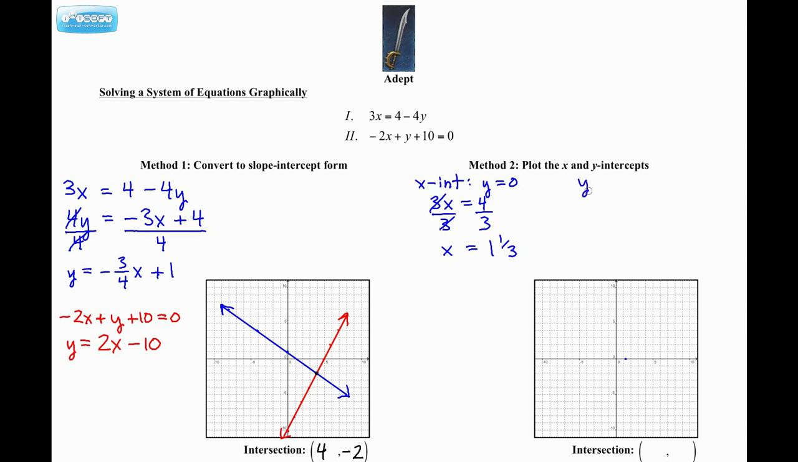So let's find the y-intercept. So that means x is equal to 0. So that means 3x, well, that's just going to become 0. So I'm just going to solve 0 equals 4 minus 4y. And I'm going to add 4y to both sides. And then divide both sides by 4. And I get exactly what I expected, y equals 1. And that was the y-intercept from before.